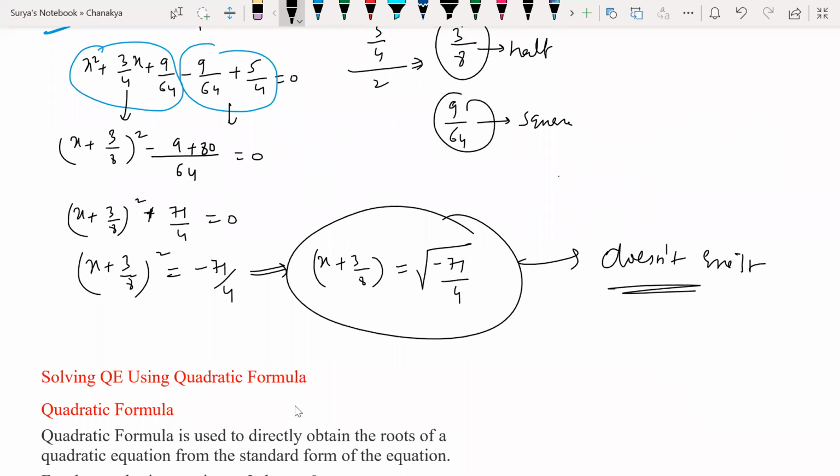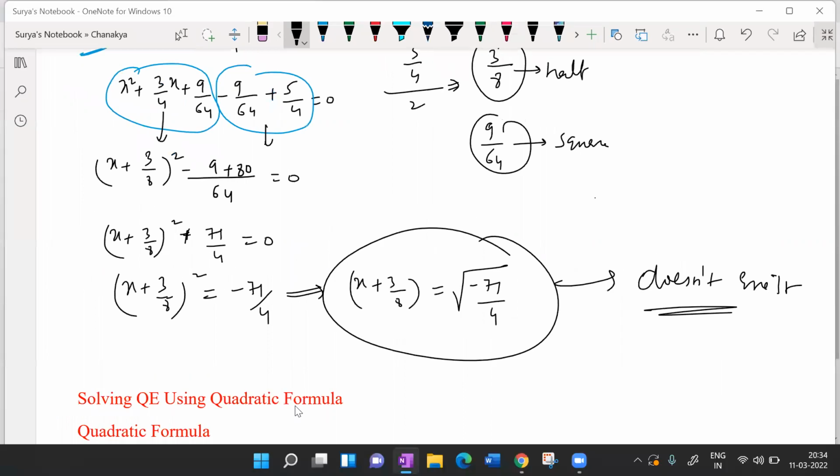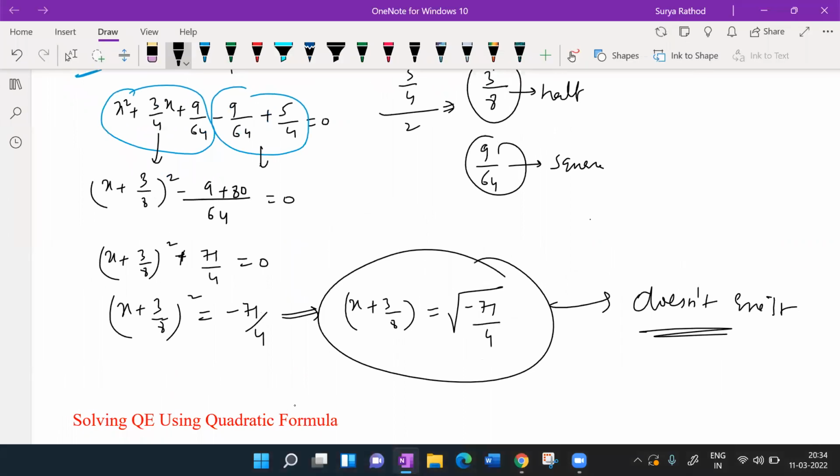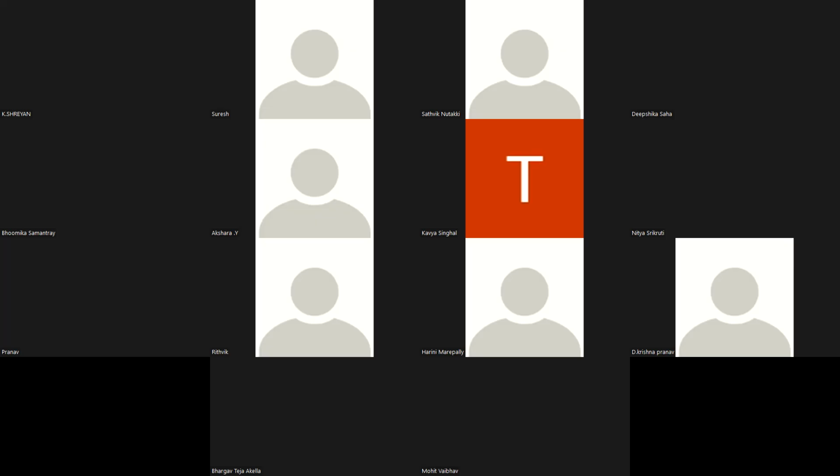That is your answer. Need not go with a plus b whole square again and again. Understood my point? Since the square of any negative number cannot be negative, the answer doesn't exist. You keep it as such. This is your answer. If anywhere you get something like this, what do you write? Doesn't exist. Why are we writing like that? Because we didn't learn square roots of negative numbers. You will be learning that in class 11. Do not worry. Understood my point?